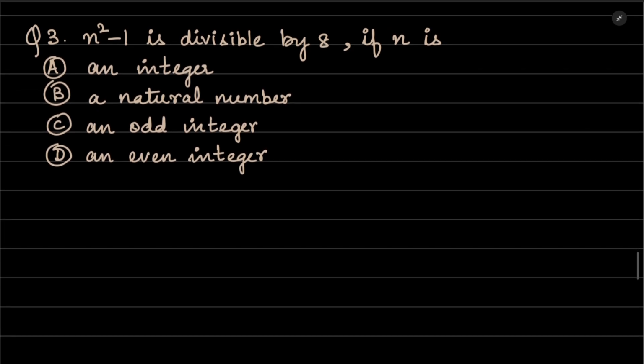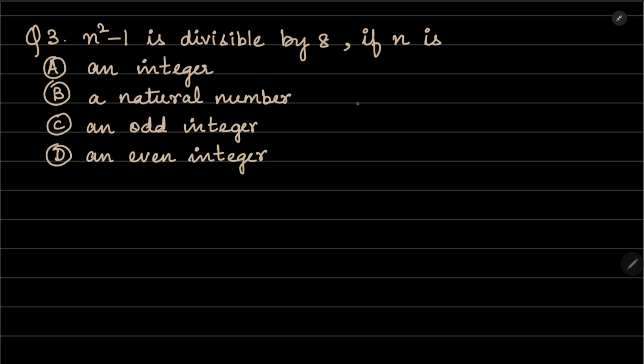Let's move on to the third question. The question is: n square minus 1 is divisible by 8 if n is an integer, a natural number, an odd number, or an even number. Now n square minus 1, we have to check if it is divisible by 8. Let us try with different values of n and see.